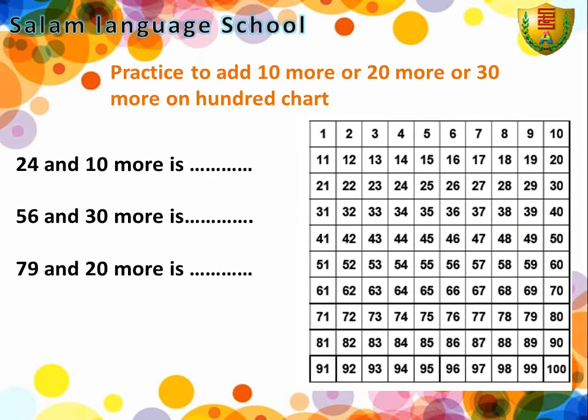Practice to add 10 more or 20 more or 30 more on a 100 chart. Each 10 we move 1 row. Each 20 we move 2 rows. Each 30 we move 3 rows and so on. Look to the first example. 24 and 10 more. Start at 24, then move 1 row below. It becomes 34.